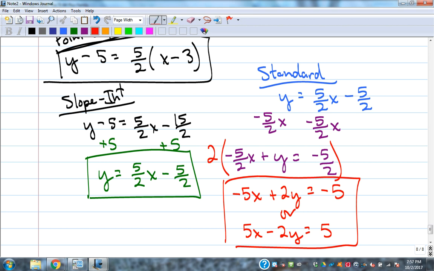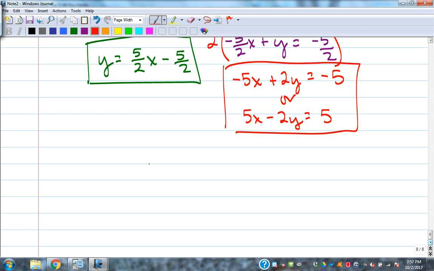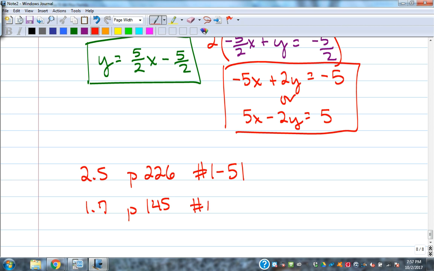Okay. All right. That is the week. On page 226, that's this section, 1 through 51, some good practice for that stuff. That's 2.5. And for 1.7, page 145, 1 through 37, some good practice with that.